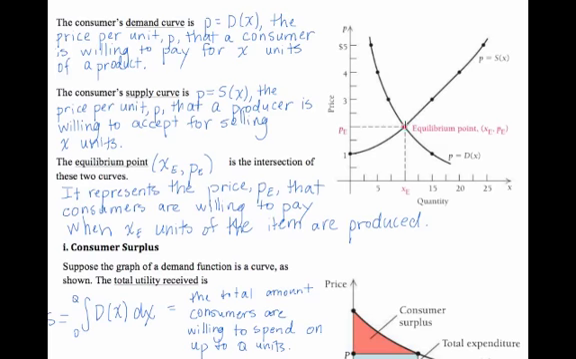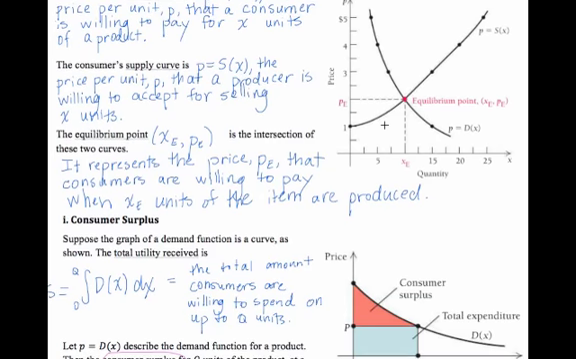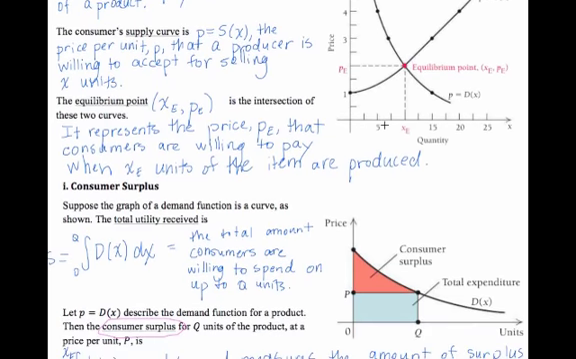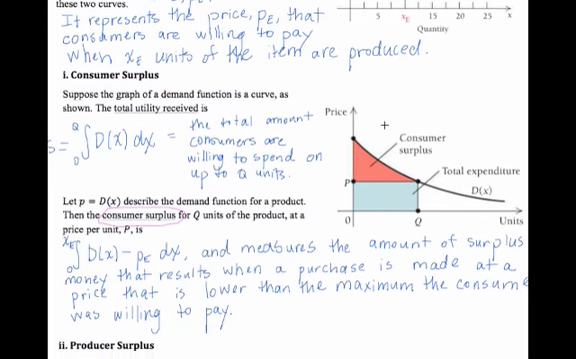Everybody's happy, right? At that point, or really at any point, we can talk about what's called consumer surplus and producer surplus, which is best represented graphically.